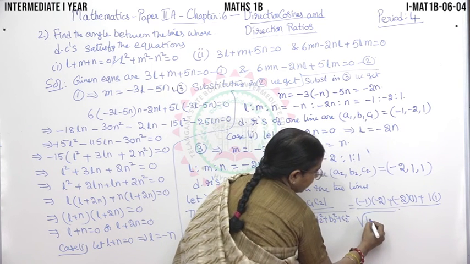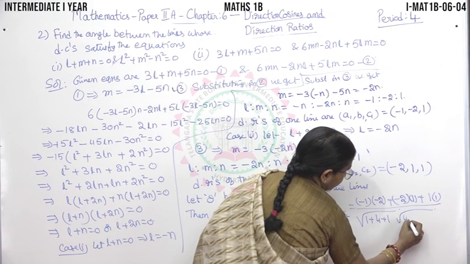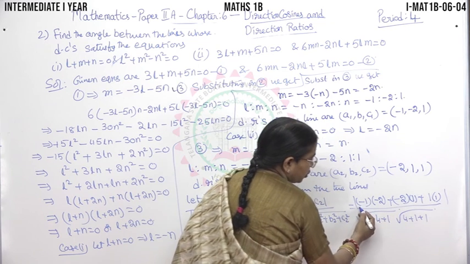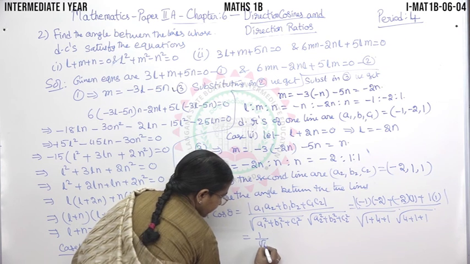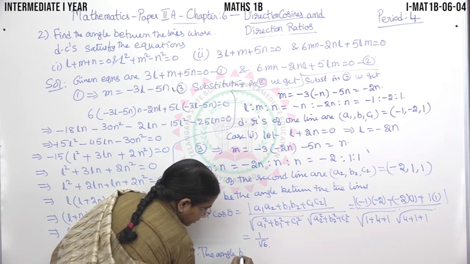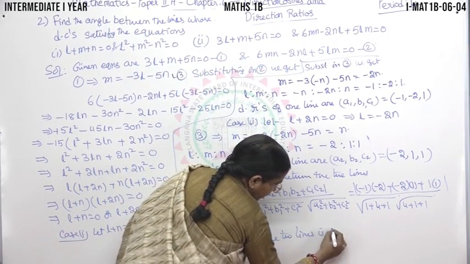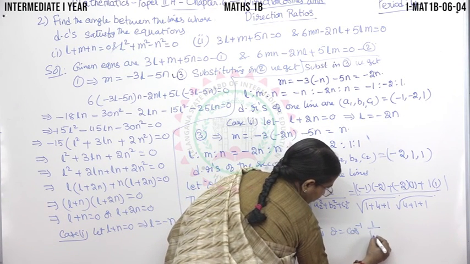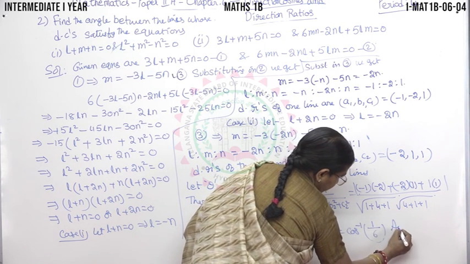minus 1 whole square plus minus 2 whole square plus 1, like this. Root of, this is again 4 plus 1 plus 1. Root 6 into root 6 is 6. And here this is plus 2, minus 2 gets cancelled. So I'll get 1 by root 6. So theta you must find out. Therefore, the angle between the two lines is theta is equal to cos inverse of 1 by root 6. Root 6 into root 6 is 6, so it is 1 by 6. That is the answer.